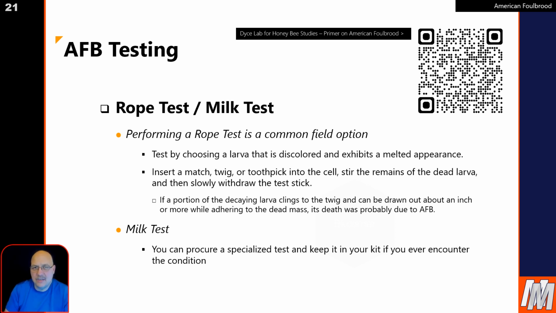You would take a stick or a toothpick or something that you can poke through the capping into the cell and swirl it around in what remains of the larva that was in development. When you pull it through, it will rope out. And sorry to be descriptive, but this is done this way so that you remember it. It looks like snot being pulled in a long string. If you find that condition, that is an indicator that you may potentially have American foulbrood, as AFB is one of the only things that does that rope behavior.